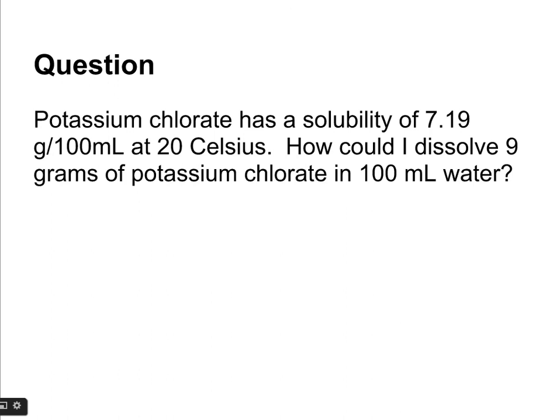Your question for this section: potassium chlorate has a solubility of 7.19 grams per 100 milliliters at 20 degrees Celsius. How could I dissolve 9 grams of potassium chlorate in 100 milliliters of water?